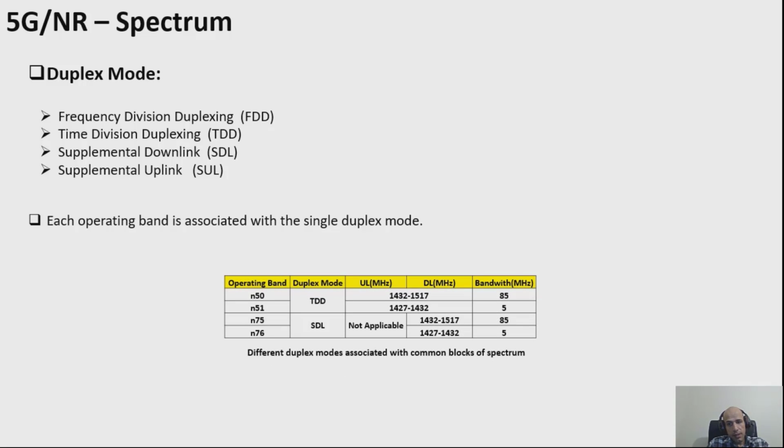However, there are some examples I showed in this table of multiple operating bands with different duplex modes targeting the same block of spectrum. Two examples are presented in this table. Operating bands N50 and N75 target the same block of spectrum, but operating band N50 is specified for TDD operation, while band N75 is specified for SDL operation. A similar pattern exists for operating bands N51 and N76. This allows different operators to use the spectrum in different ways.